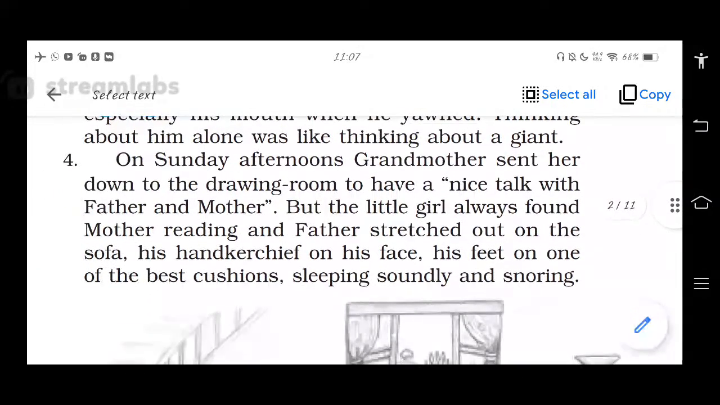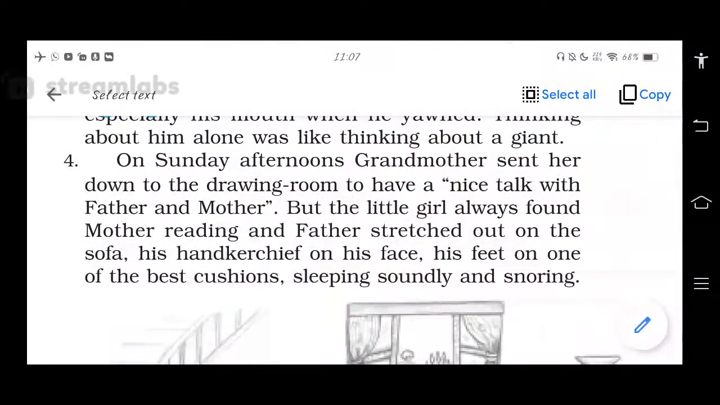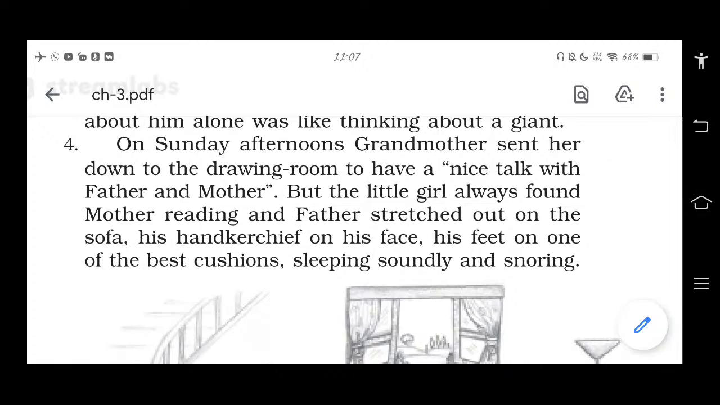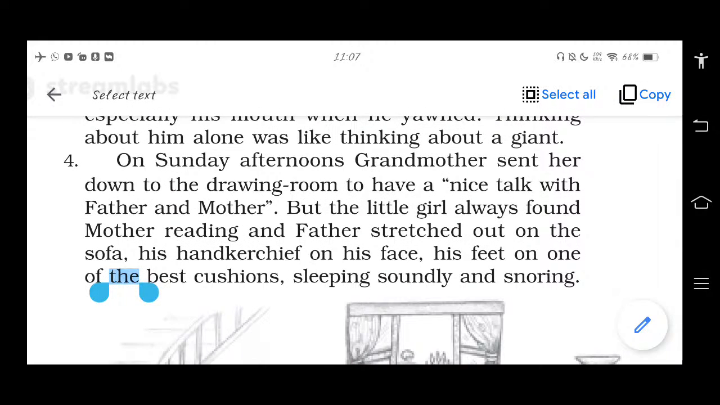Okay, let's see the fourth paragraph. On Sunday afternoons. Sunday is a holiday, so mostly the father, mother, everybody are generally at home. On Sunday afternoon, grandmother sent her down to the drawing room to have a nice talk with father and mother. This girl is very scared of her father, and even when her mother speaks, she gets somewhat scared of her mother too.